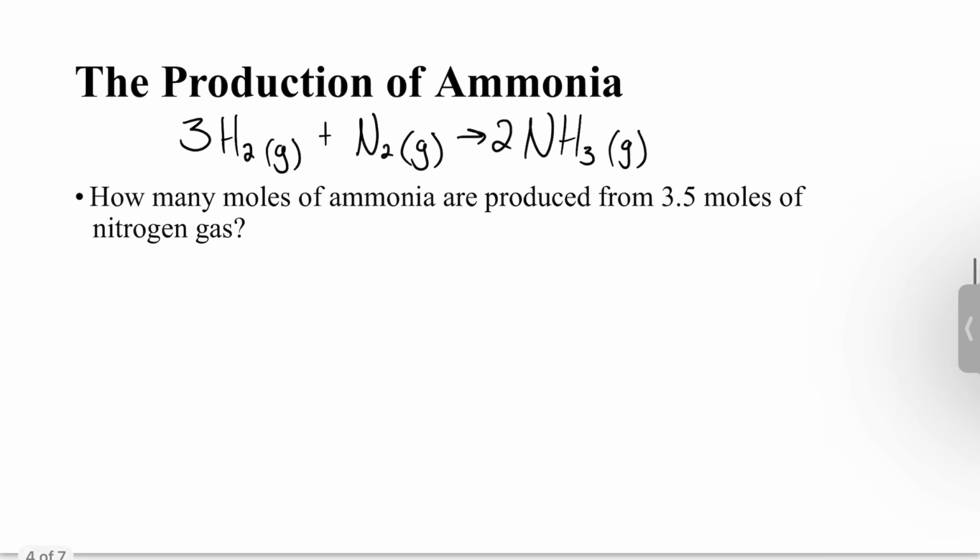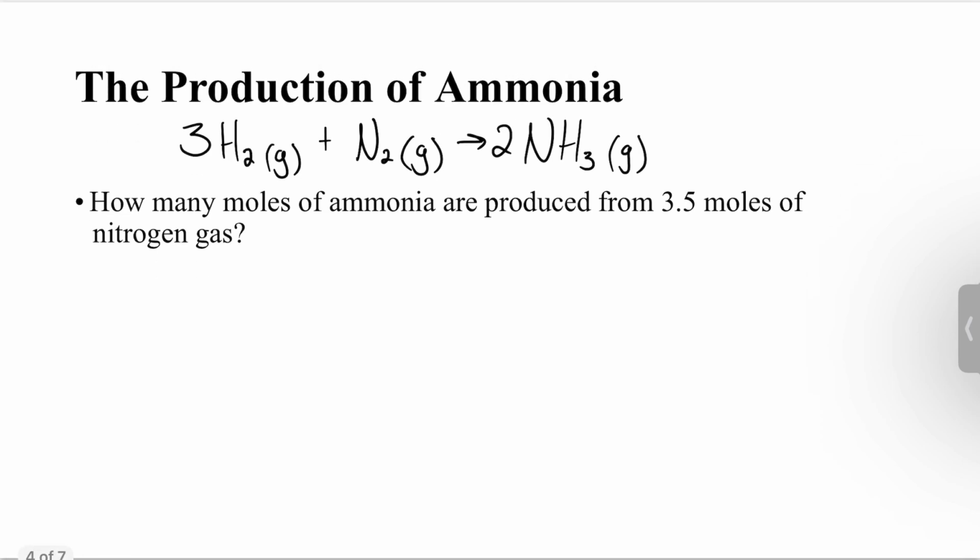So we're going to start like normal. I'm going to write down what I have, 3.5 moles of nitrogen gas. When you are doing stoichiometry and reactions, you must label what substance you are working with, okay? Your conversions are not going to make sense if you don't label the substance. So I need to make sure that I label it 3.5 moles of nitrogen gas.